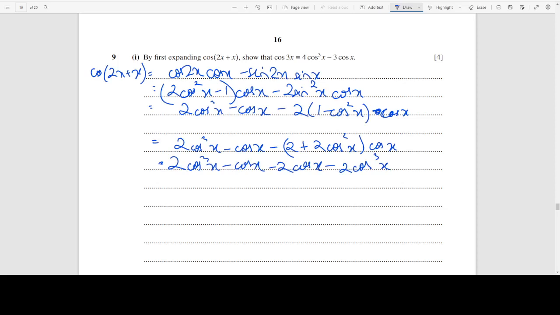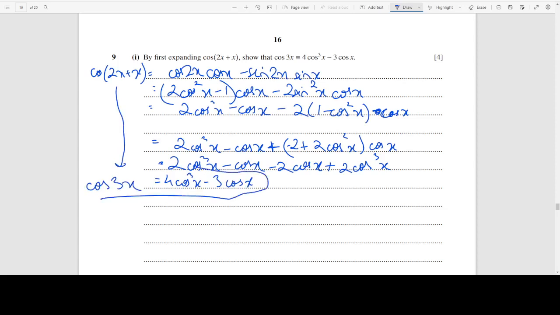Sorry, this will be plus because I already took the minus sign over here. So this is going to give you minus 2 actually, minus 2 into 1 is minus 2. I don't happen to be an expert, I still make silly mistakes. So we have minus 2 cos x plus 2 cos cubed x, which is 4 cos cubed x minus 3 cos x, and this was equal to cos of 2x plus x, which is cos 3x. So guys, hence proved cos 3x is equal to 4 cos cubed x minus 3 cos x.